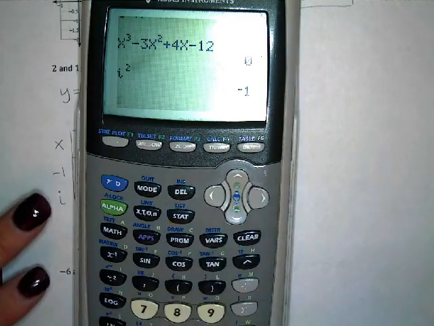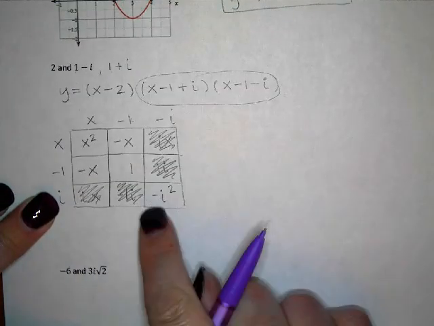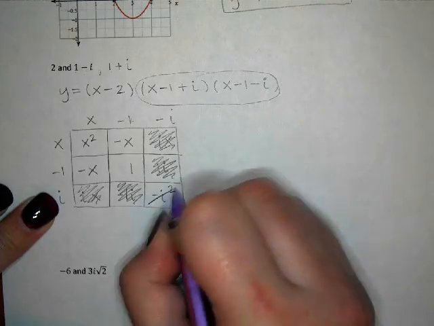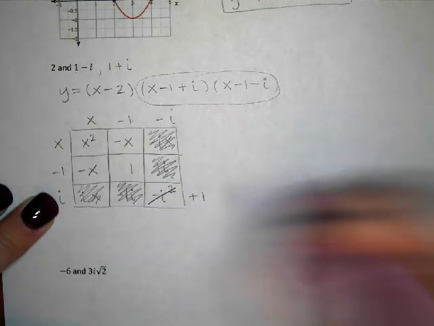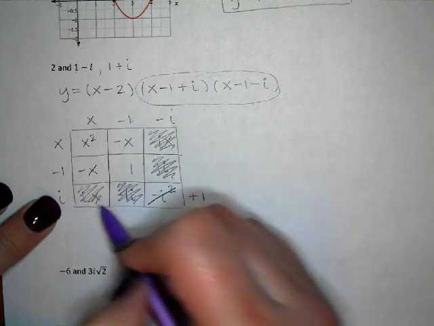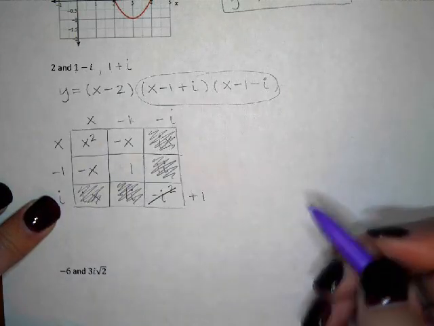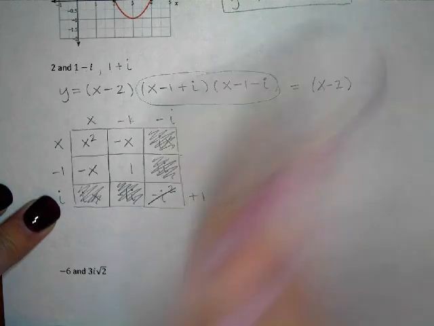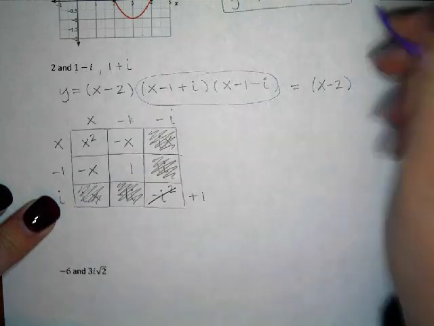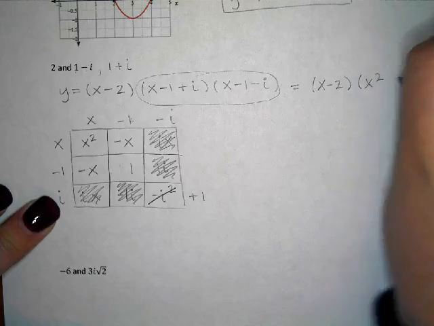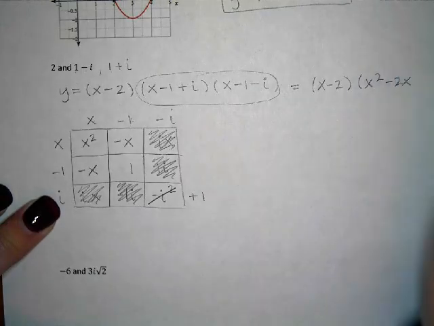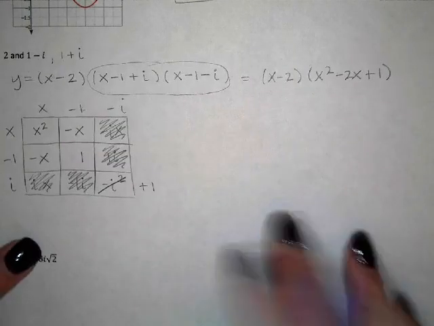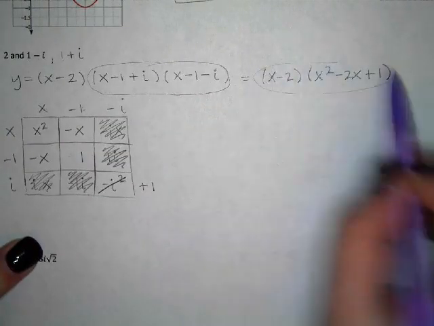So this is the negative version of negative 1. This is positive 1. Okay, so the inside of this became, I have x minus 2 still. The inside of this became x squared minus 2x plus 1. Okay, so now I need to multiply those out. So I'm going to do a box again. I'm going to have a box with 2 terms multiplied by 3 terms.